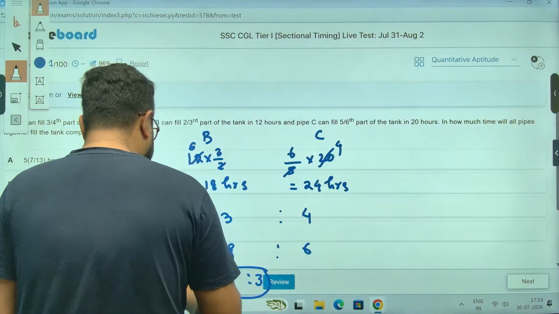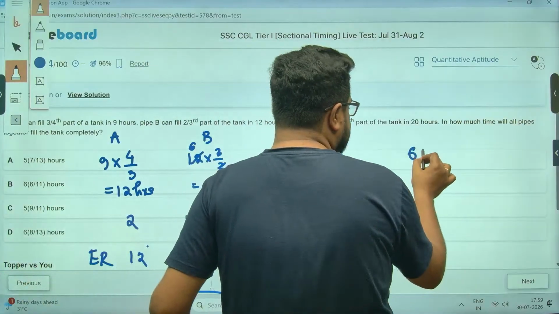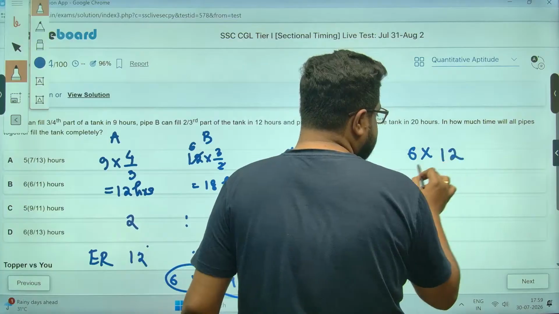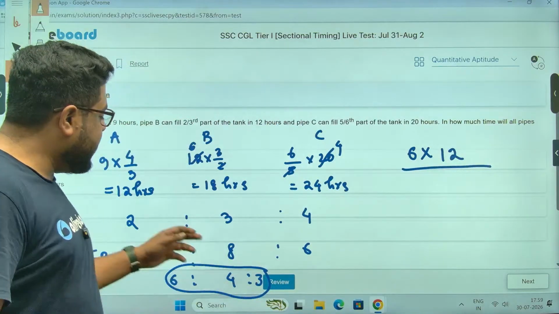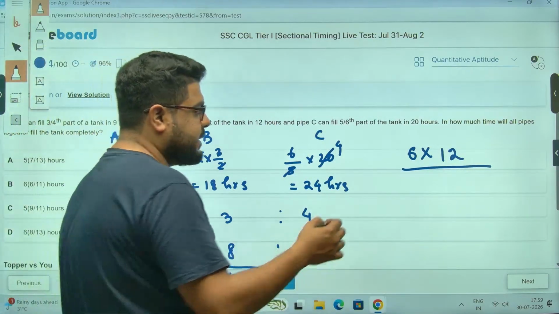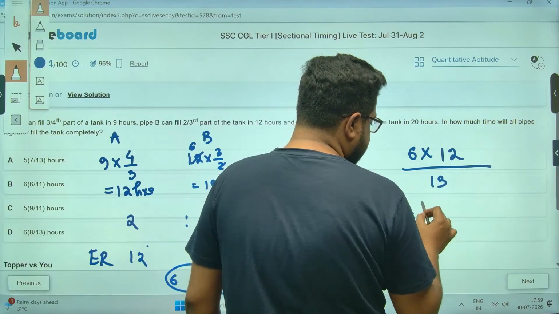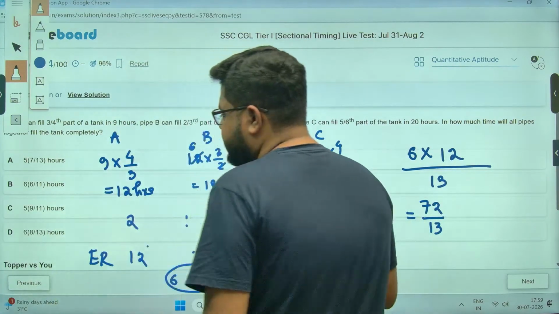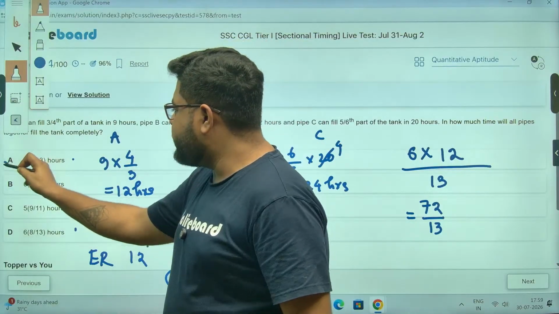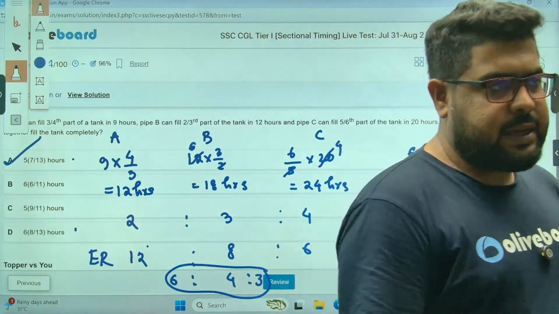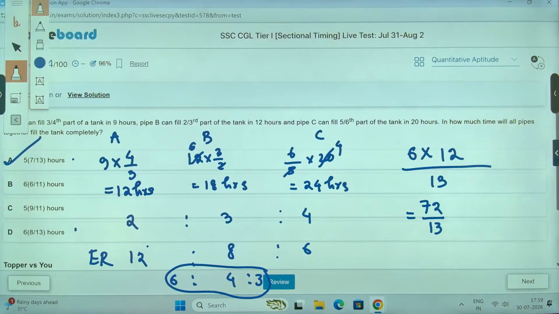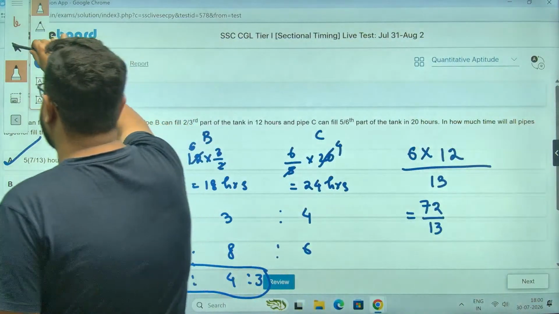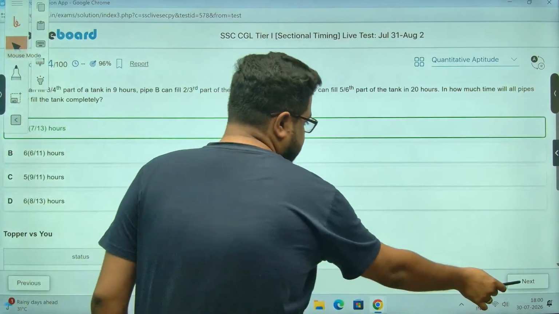So the efficiency of pipe A is 6 liters a minute, into 12 hours to complete. So this is the total volume. Now who will fill it? All three together. So that will be 13, 72 over 13 hours. Option number, by 13, is this and this. 72 over 13 is the answer. There are only two options with 13, A and D, and 72 over 13 is just greater than 5, less than 6. That has to be the answer.